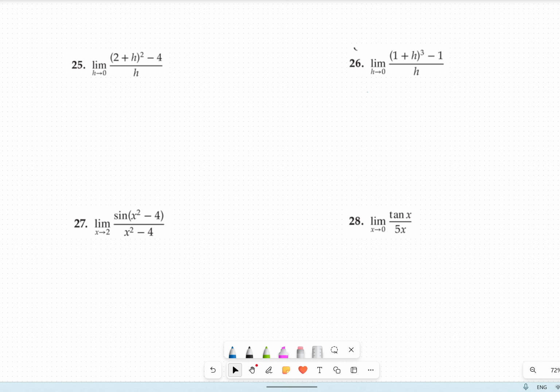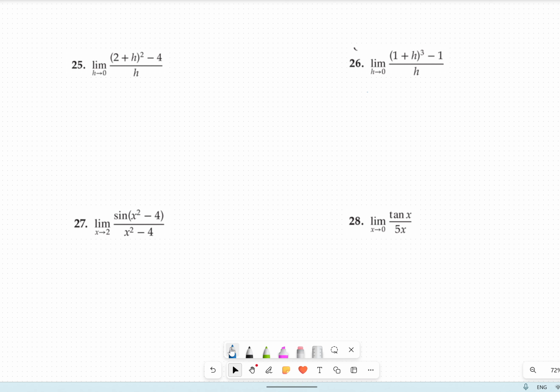Question number 3 in the EOT part 2. So now we have this type of functions and we need to find the limit. Whenever we have such type of functions, we have to think about either number 1, factoring, number 2, simplifying, number 3, rationalizing, number 4, using trigonometric identities or special limits.